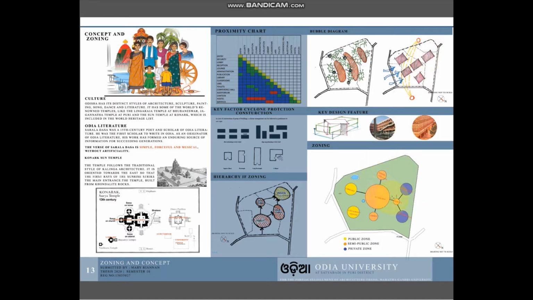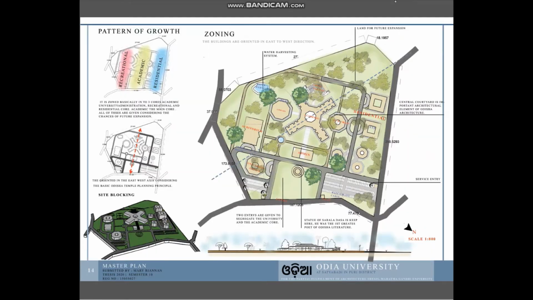Zoning. The buildings are categorized into 3 sections. The yellow bubbles represent the public zone, orange bubbles represent the semi-public zone, and the blue bubbles represent the private zone. The first image represents the growth pattern. The site is basically zoned into 3 main cores. The pink stands for recreational, yellow stands for academic, and blue for residential.